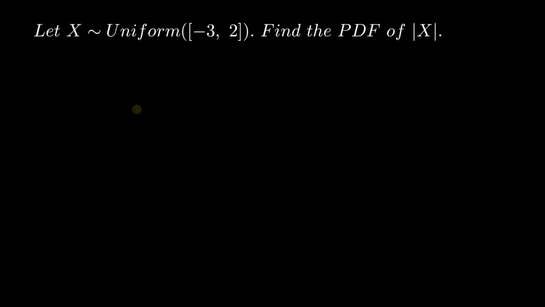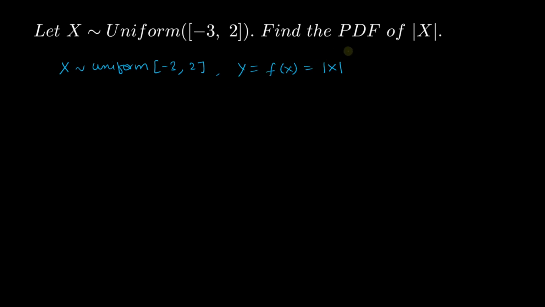This question is about finding the distribution of a random variable which is a function of another random variable, and for that other random variable we know the distribution. In this case we have a random variable x which is uniform in the range -3 to 2, and we have a function of this random variable, which is the mod function of x. Through this function we get another random variable y, and y is a function of x.